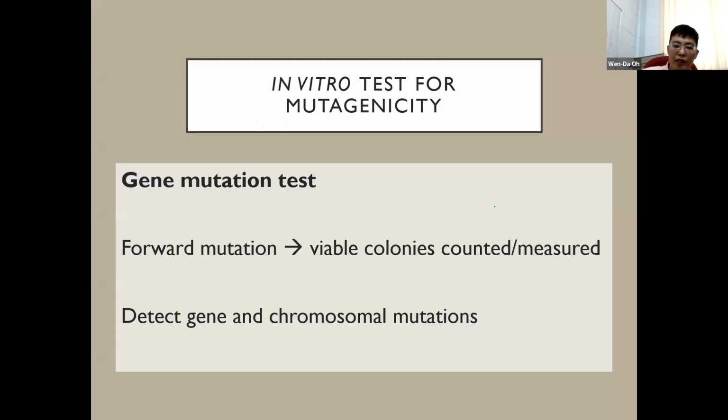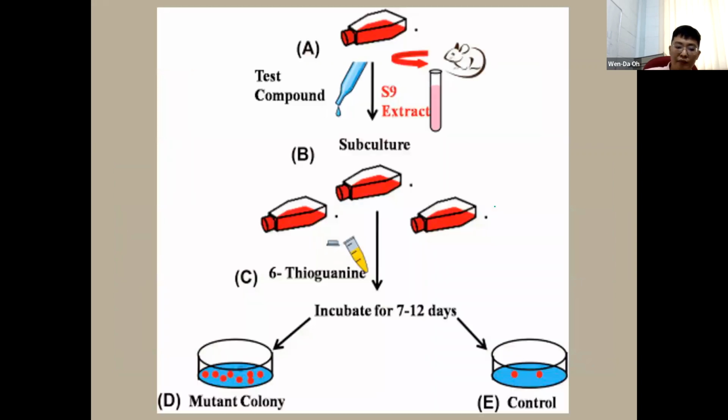So yeah, the other one is the gene mutation test. We look into the gene and chromosomal mutation by counting the colonies, right? It's almost the same as the previous study.